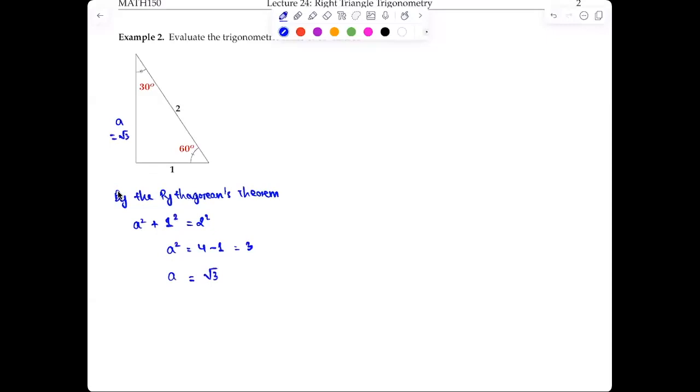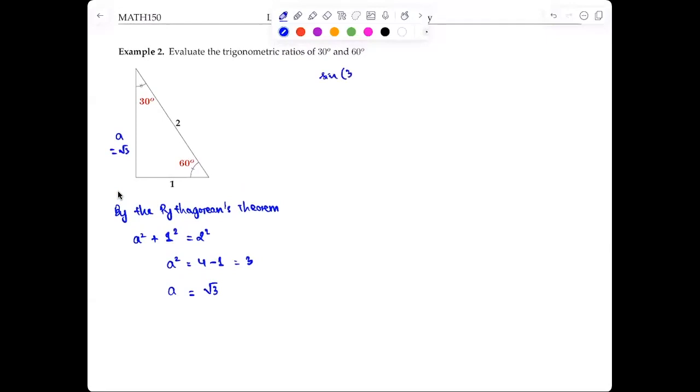Any questions? Okay, good. So now let's do sine of 30 degree angle. It's the opposite over the hypotenuse, so that is 1/2. Again, the opposite of the 30 degree angle is this side, and the adjacent has the length of root 3. Now, cosine of 30 degree angle is the adjacent over the hypotenuse, so that is root 3 over 2. The tangent of 30 degree is sine of 30 degree divided by cosine of 30 degree angle. So that is 1/2 divided by root 3 over 2.